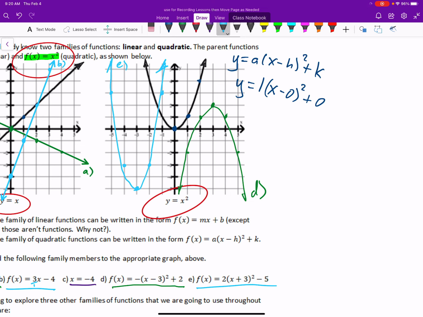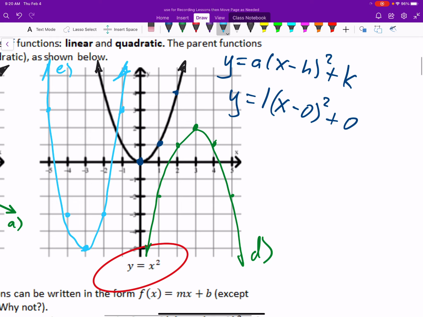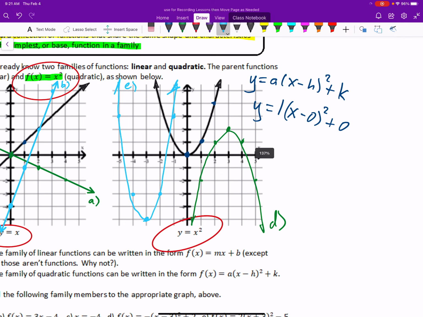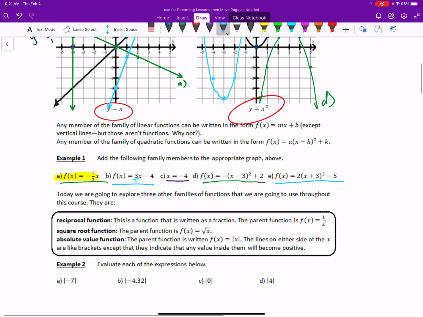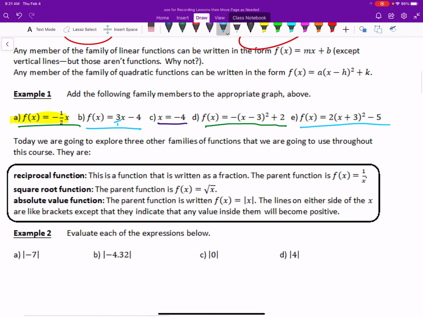And again, these 3 graphs you can see are all members of the same family of functions. They're all quadratics. They all form the U shape. But they're all based off that parent function of y equals x squared. So today we're going to explore 3 other families of functions that we're going to use throughout the course. We're going to look at the reciprocal function, the square root function, and the absolute value function.